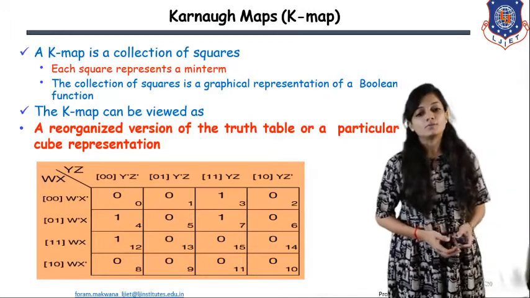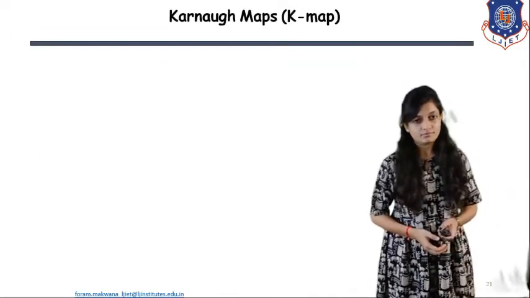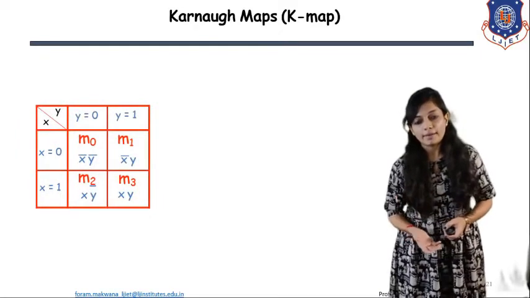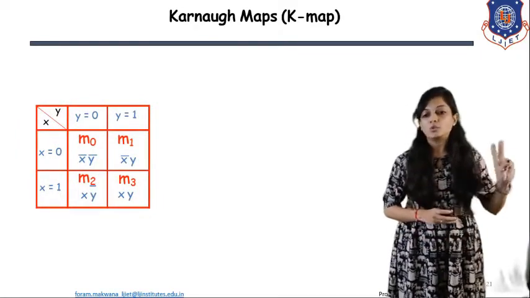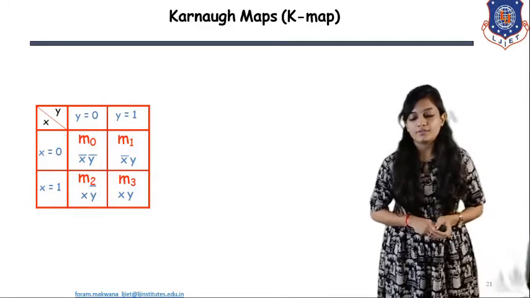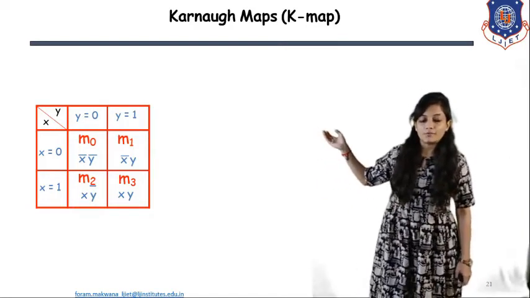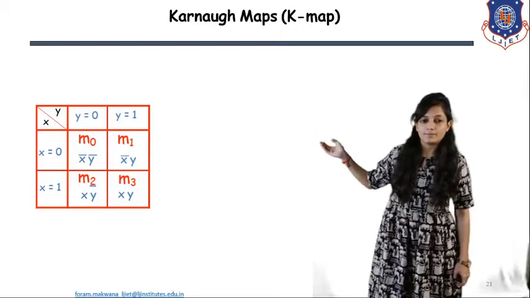Now, we will see what a K-map is for 2 variables and for 3 variables. Over here, we have drawn a K-map for 2 variables.